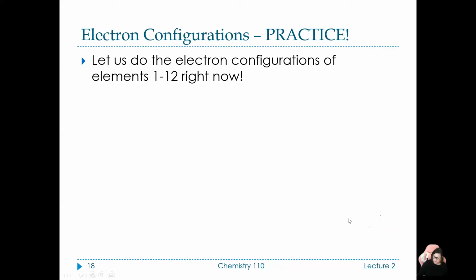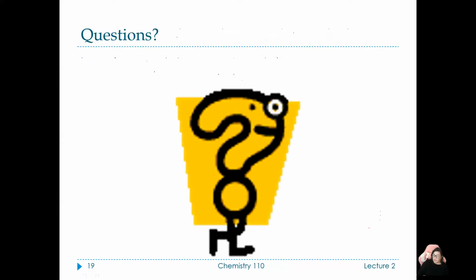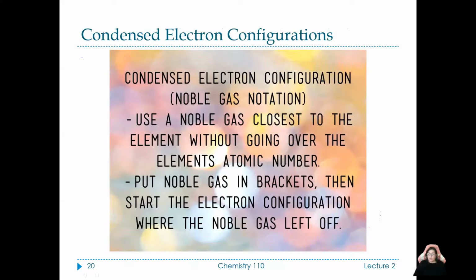Turn off our annotation. And of course, that was questions, so I already asked for those. There you go. Now, a condensed electron configuration, the noble gas notation, uses the noble gas closest to the element without going over the element's atomic number. We put the noble gas in brackets and start the electron configuration with the noble gas left off.